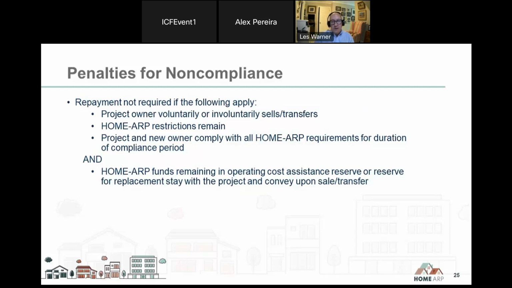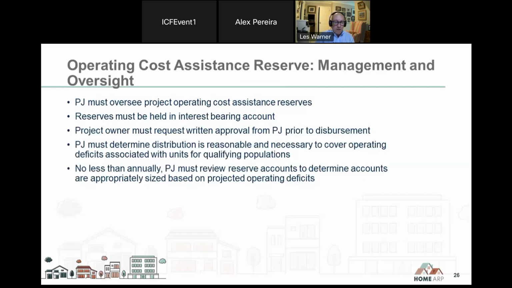Also, we need to make sure that those HOME-ARP funds that are set aside for operating cost assistance, either in a reserve or direct funding, are staying with that property, that they are conveyed with the sale or transfer of that property. So if that property actually is sold, but they continue to be in compliance, then they would not be required to make that repayment. And that's part of the reason that we're filing our deed restrictions or land covenants, to try to make sure that we avoid that.